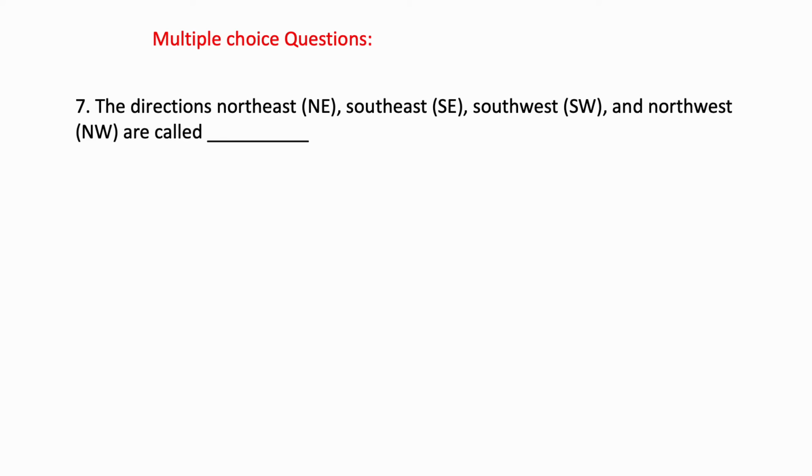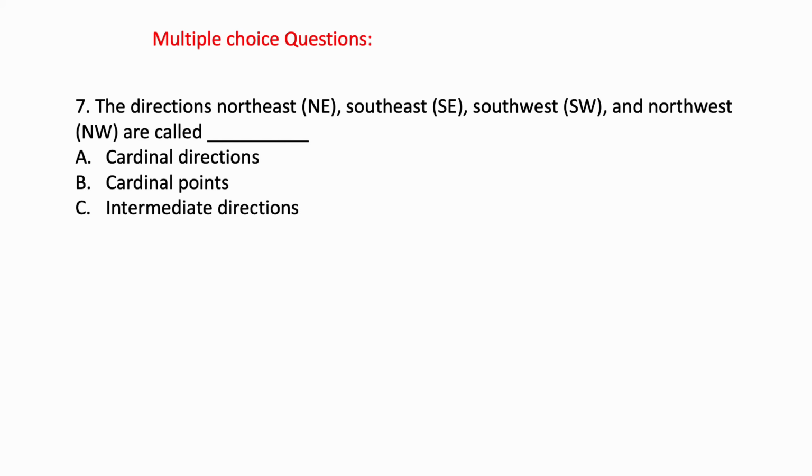Next one, the directions northeast, southeast, southwest and northwest are called dash. Option A cardinal directions, option B cardinal points, option C intermediate directions. Which is the correct answer? Option C intermediate directions. Cardinal directions or cardinal points, they are north, south, east and west. Northeast, southeast, northwest, southwest, they are intermediate directions.